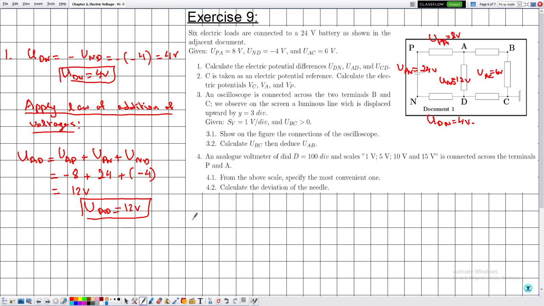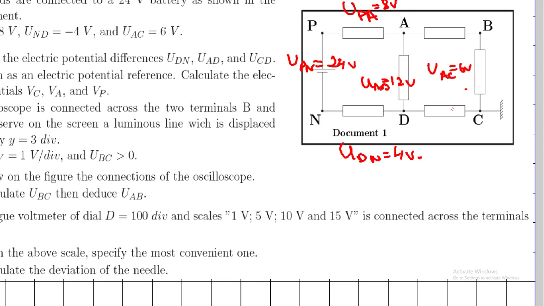Now we are interested in determining UCD, then apply the law of addition of voltages. Then always on the left we write the voltage that you are interested in, which is UCD. Then we need to go from C to D across different electric components such that we know their voltages. From C we can go to A because we know UAC. And from A we can go back directly to D. No need to go to P, P to N, and back to D. So we can directly go from A to D choosing the closest path.